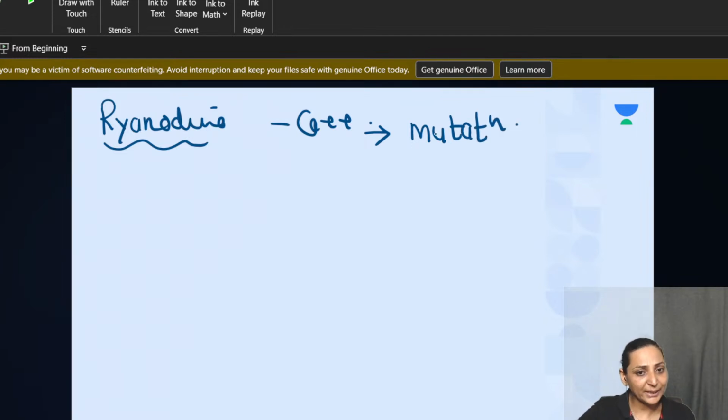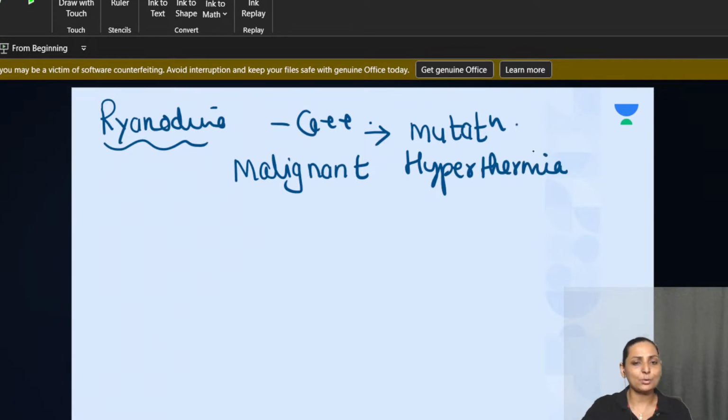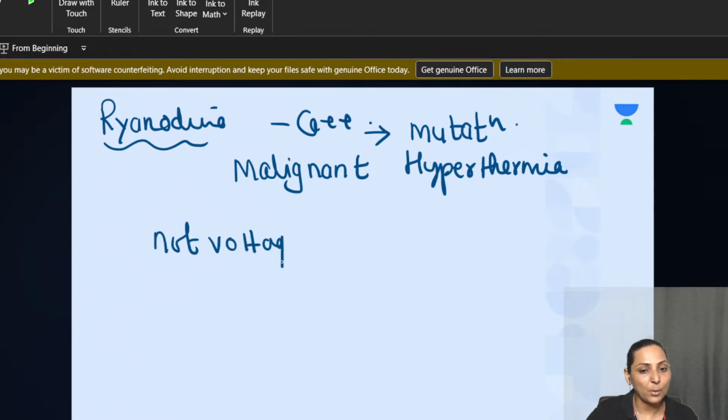When there is a mutation of this calcium channel, there occurs a channelopathy of the excitable tissue, which is malignant hyperthermia. This question is very, very commonly asked. So malignant hyperthermia is the mutation of these ryanodine calcium channels. Remember that they are not voltage gated. Very, very important that they are not voltage gated.